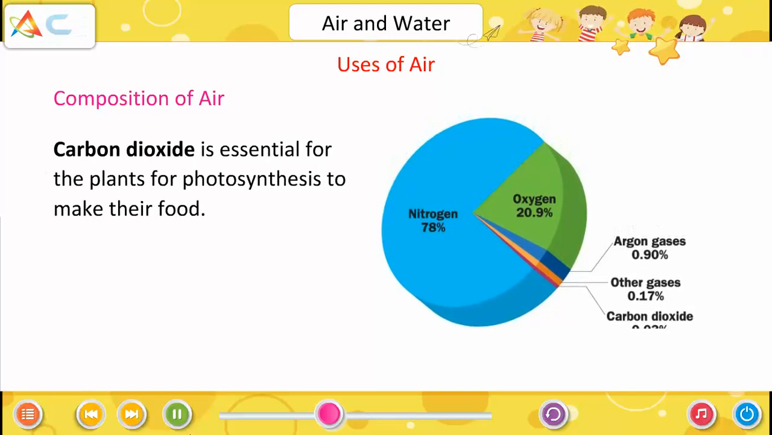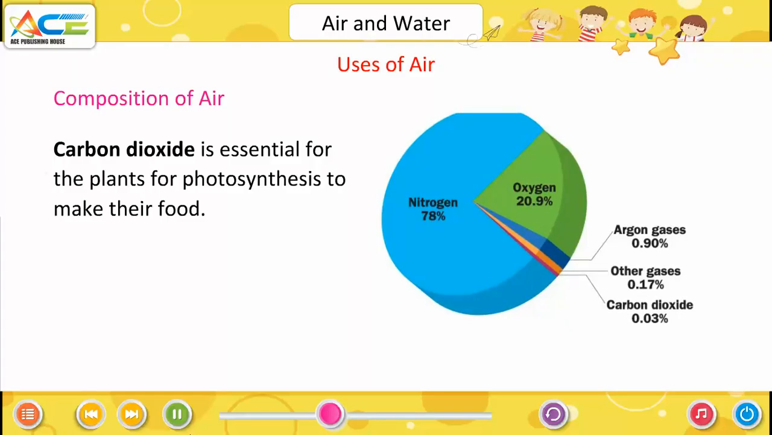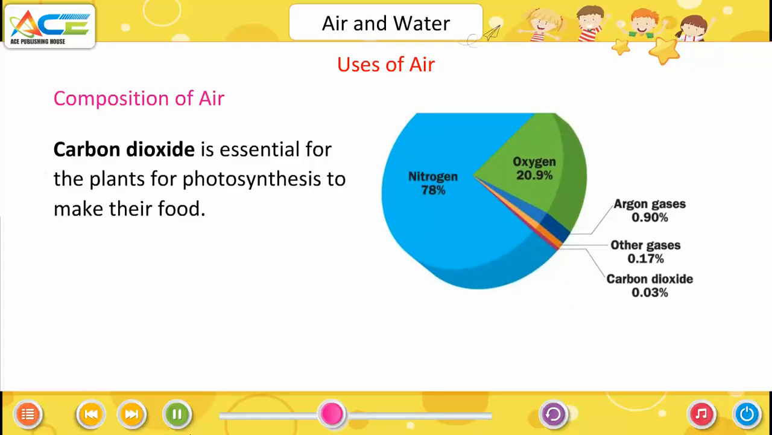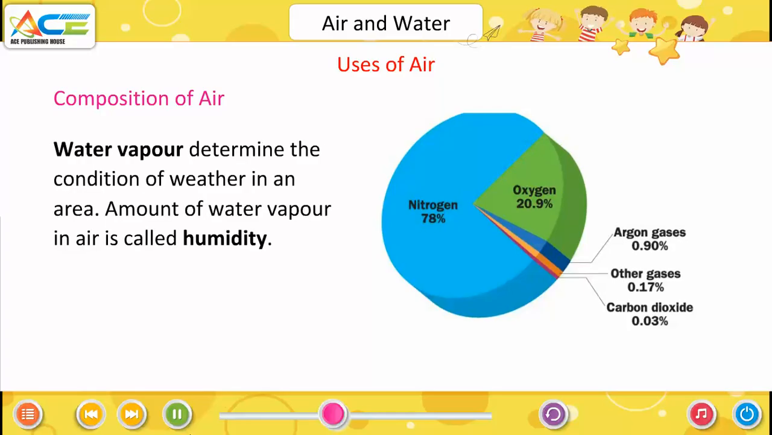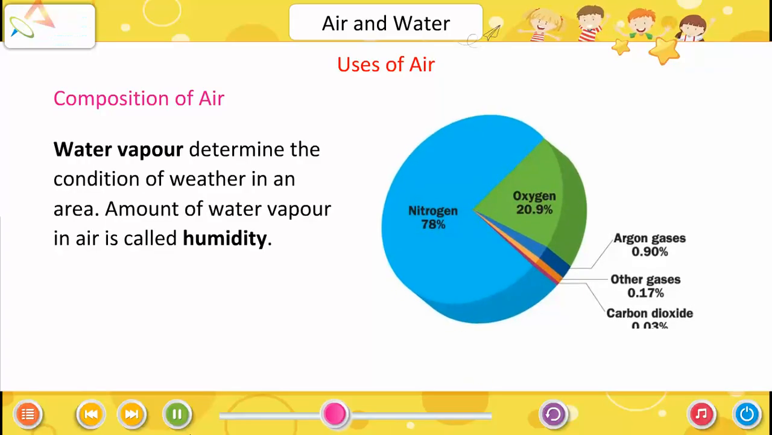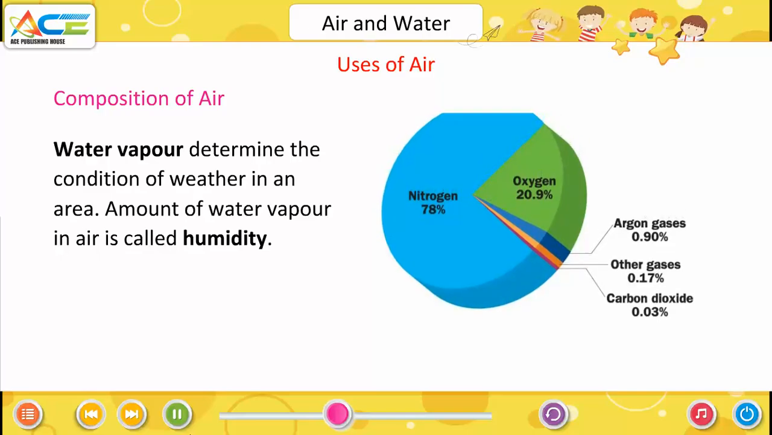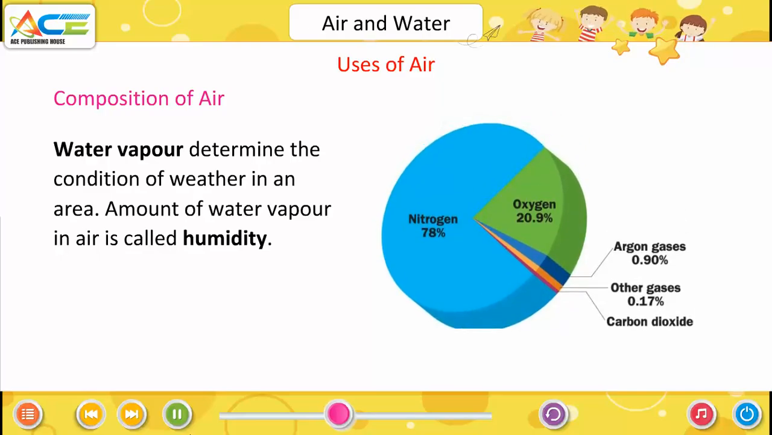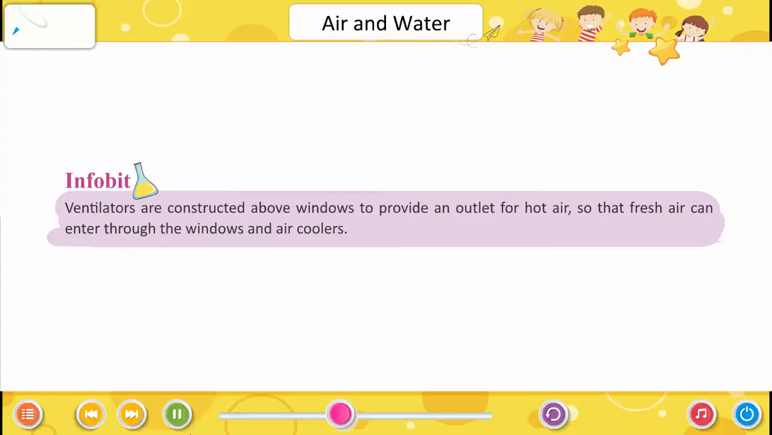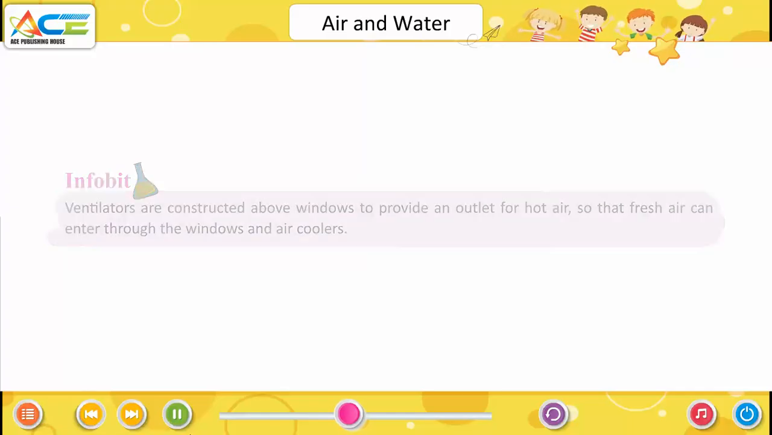Carbon dioxide is essential for plants for photosynthesis to make their food. Water vapor determines the condition of weather in an area. The amount of water vapor in air is called humidity. Infobit. Ventilators are constructed above windows to provide an outlet for hot air so that fresh air can enter through the windows and air coolers.